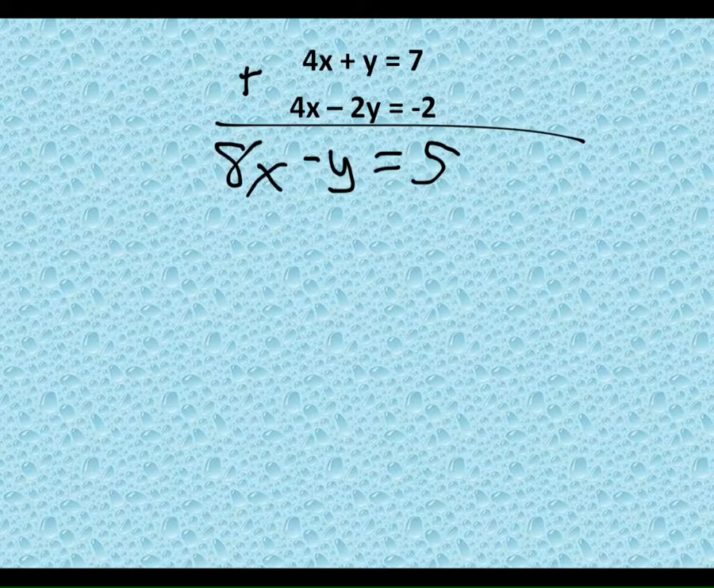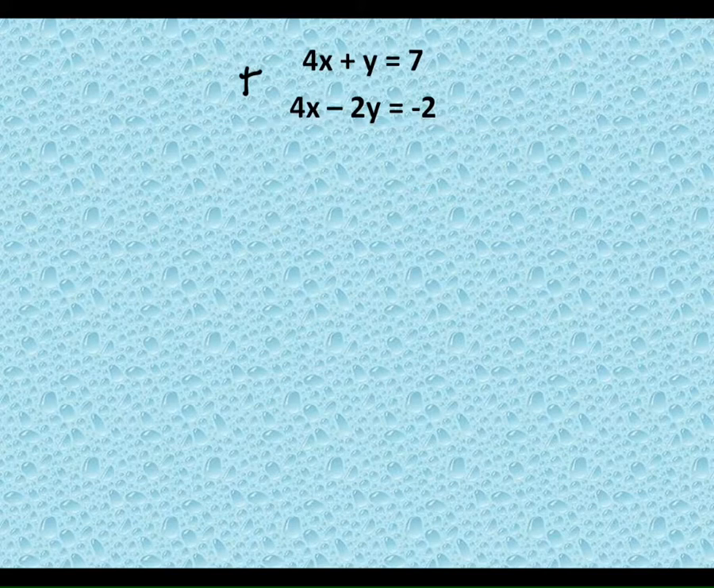Did that help me any when I added these? No, because none of the variables were eliminated. I still have both variables, right? But instead of adding them, if I subtracted them, would that eliminate one of the variables? I don't care which one's eliminated. I just want one of them eliminated.